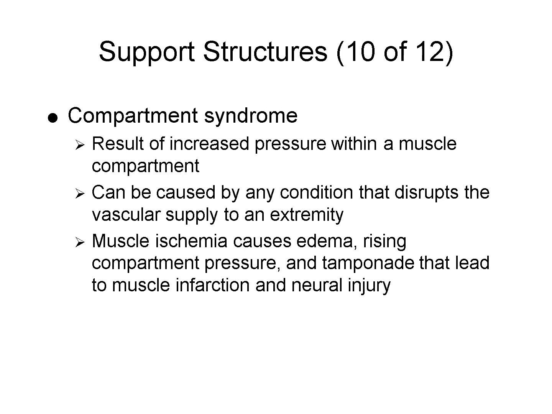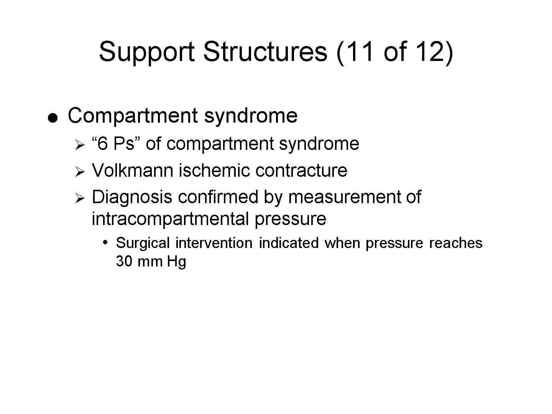Immediate evaluation is necessary to prevent permanent damage. The 6 P's of compartment syndrome are pain, pallor, pulselessness, paresthesia, paralysis, and poikilothermia. Volkmann contracture is a potential long-term complication involving muscle and nerve damage. Diagnosis is confirmed by measuring intracompartmental pressure.